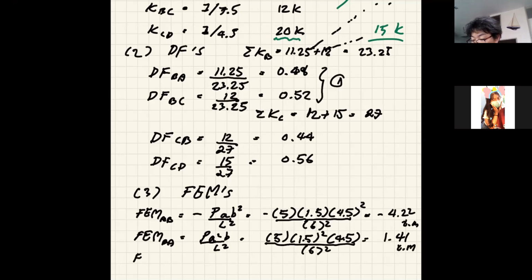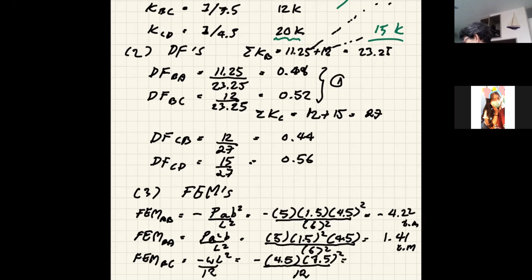The last one is FEMBC, right? That is minus WL square over 12, which is minus W is 4.5, L is 7.5 square over 12, that is minus 21.09, which is equal to minus FEMCB. So we are now ready.